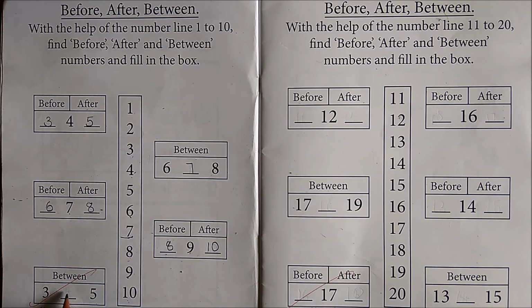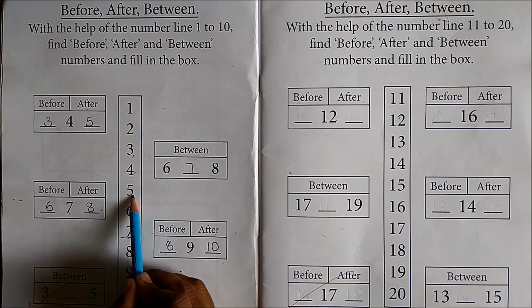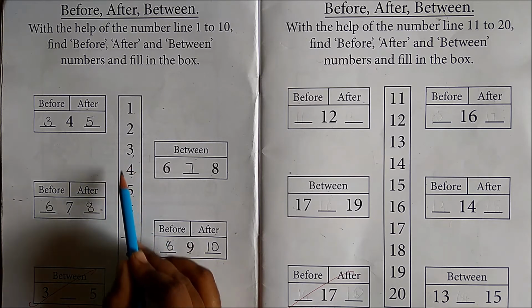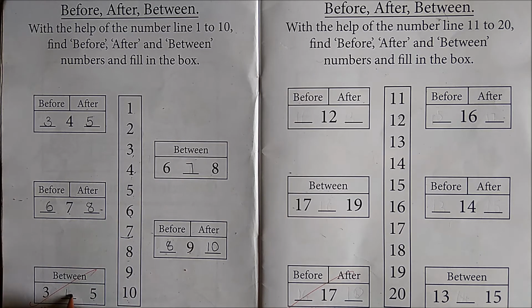And another between problem. You have number 3 and number 5. So keep your pencil near 3. And the next number is 5. So which is the number which is in between 3 and 5? Number 4. So let's put a 4. Okay, children. So let's do some more like this.